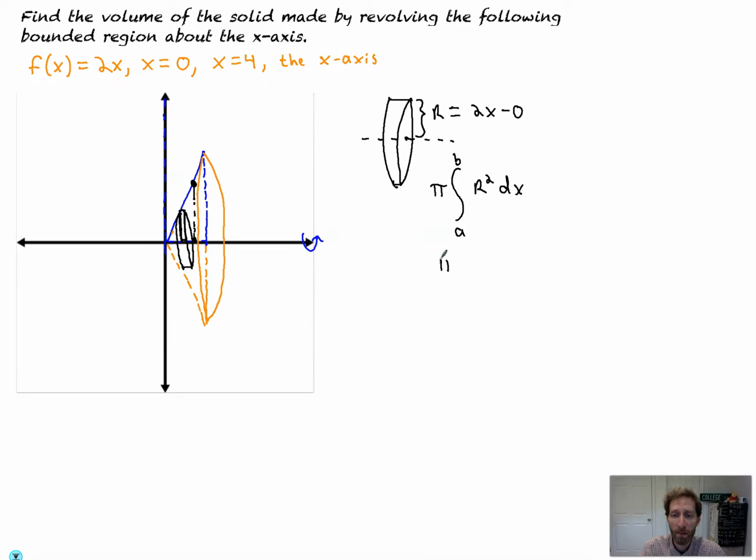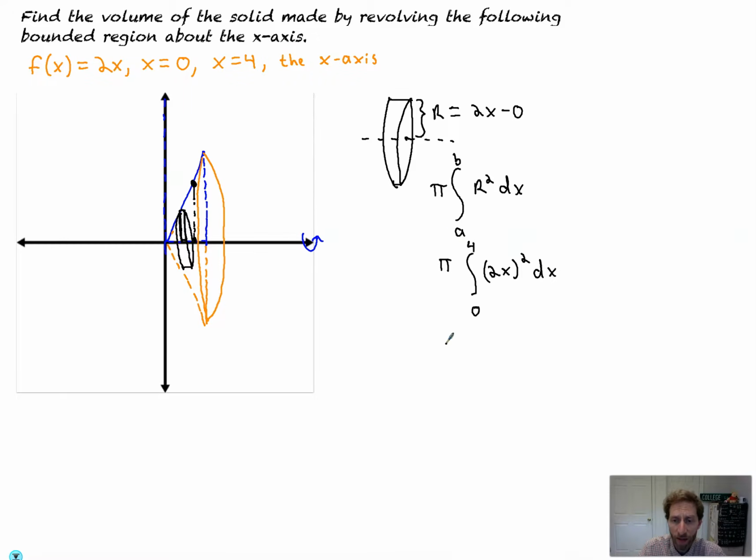Okay, here we go. Pi times the antiderivative, or the integral. A is 0, right? X equals 0. And then we're going to get these disks that are being stacked, and they're growing as we go to the right. And they're going to go all the way till we get to x equals 4, where we'll stop with our disk growing. And then r is 2x minus 0, or 2x, squared. Multiply by the thickness, and that will give us our volume. So let's go ahead and solve it out.